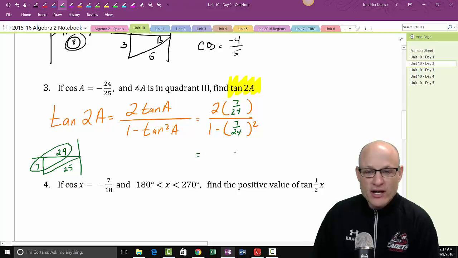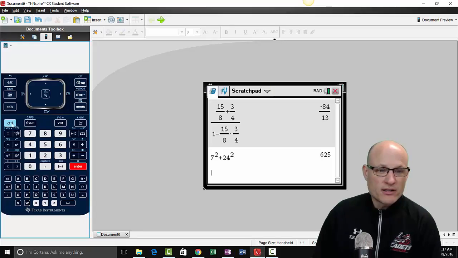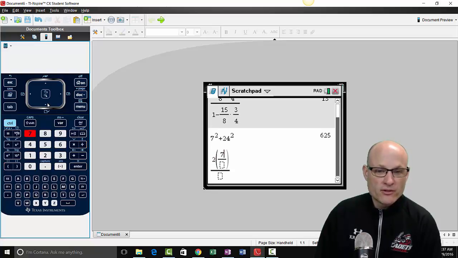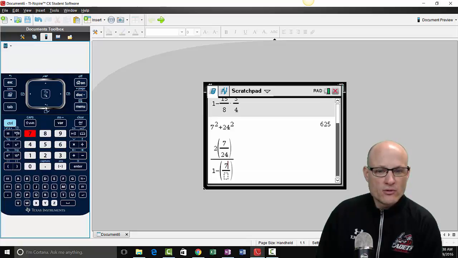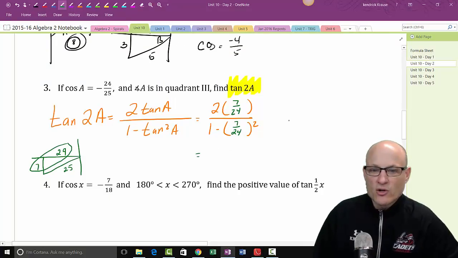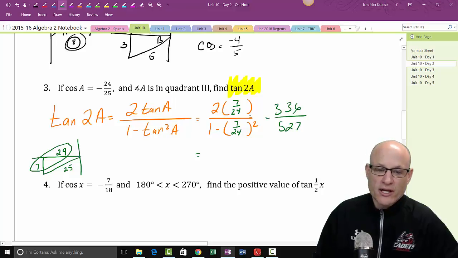Nothing's changed with that. So now I just type this in my calculator. Hopefully I do it correctly. Control division, 2 parentheses, control division, 7 over 24, all over 1 minus parentheses, control division, 7 over 24, squared. And it looks like I get 336 over 527. Boom. Oh look, half angle formula.